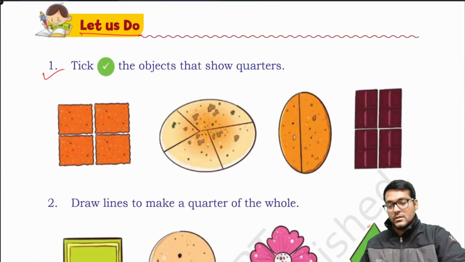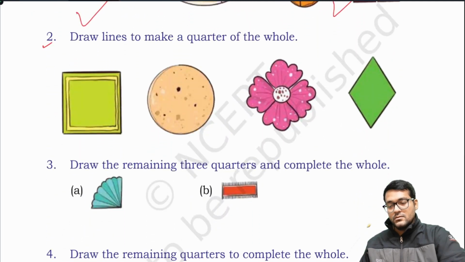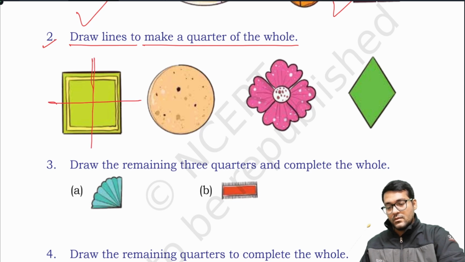Let us do 1. Tick the objects that show quarters. Okay, this shows quarter and this shows quarters. 2. Draw lines to make a quarter of the whole. Okay, you can draw a line like this to make a quarter of the whole. First you have to draw half and then make a quarter by doing half of half. This one is a quarter, this one is a quarter. There are 4 quarters.